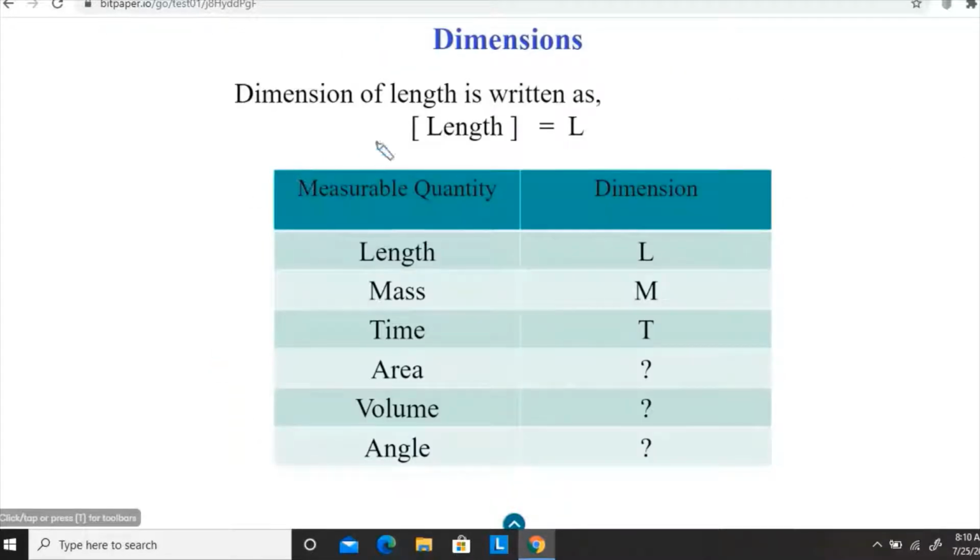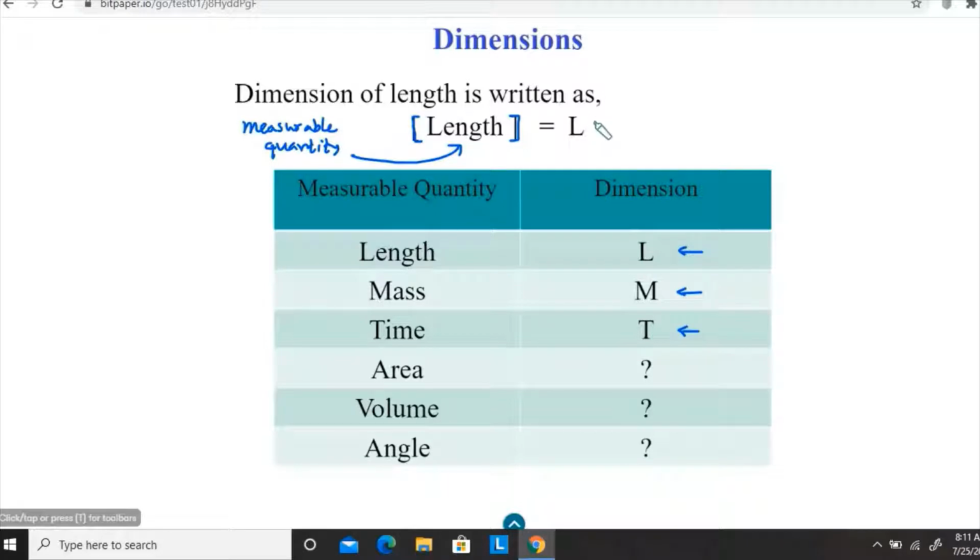Now here, it shows how we represent dimensions of a measurable quantity. You have square brackets as shown here, and within the square brackets, you put the measurable quantity. And on the left hand side, you have a symbol that represents the dimension. If it's length, then the symbol is L. If it's mass, then the symbol is M. If it's time, then the symbol for that dimension is T.